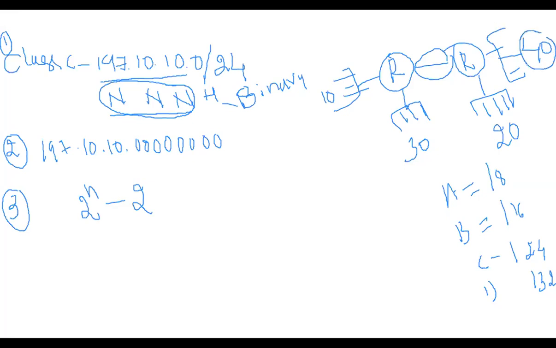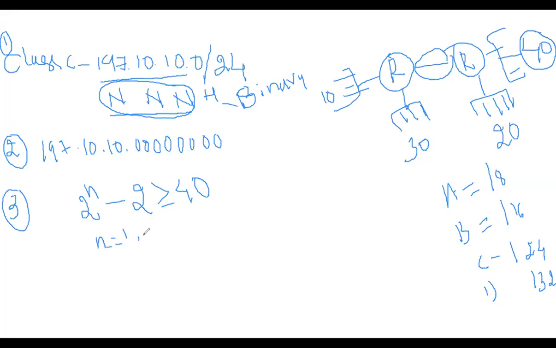The maximum number of computers is 40. So you have to make it greater than or equal to 40. You have to consider the maximum number of computers where it is connected. Okay, 2 raised to n minus 2 should be greater than or equal to 40.